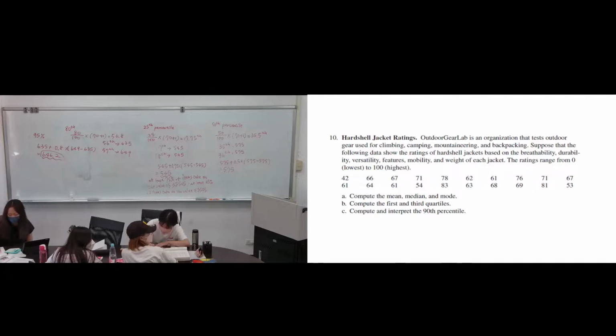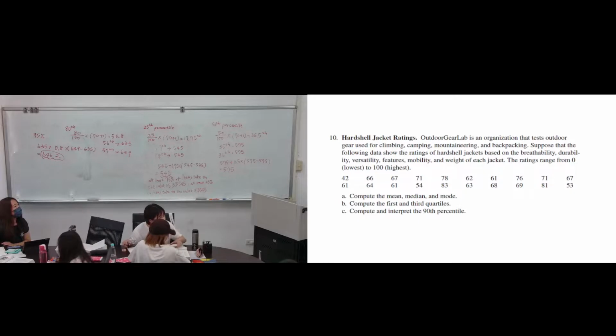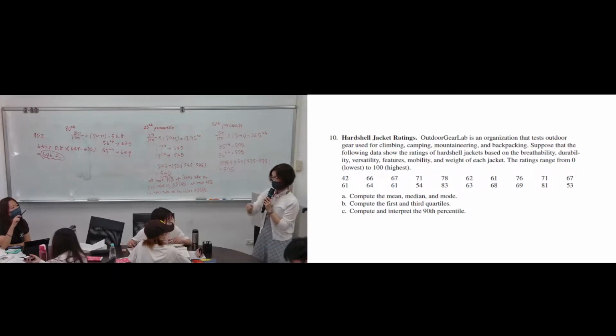So what should we do in order to find the mean? To find the mean, the average, so we add up the 20 ratings and then divide it by 20. Okay, that's the mean. How about the median and the mode? In order to find the median and the mode, we should arrange the data from the smallest to the largest.